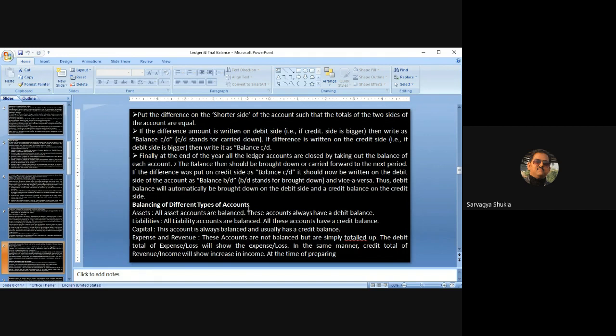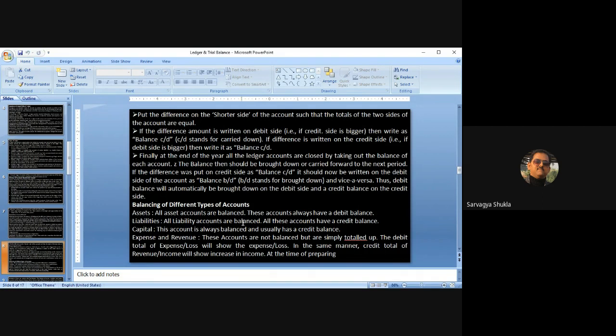Balancing of different types of accounts. Assets: all the assets are balanced. These accounts always have a debit balance. All the accounts which are opened in the ledger have to be balanced. Some have a balancing amount and some have tallied totals on both sides. If the account has tallied totals on both sides, you need not balance that account. Only those accounts will be balanced which have either the credit side or the debit side greater. So all the asset accounts will be balanced, and an asset account always has a debit balance.